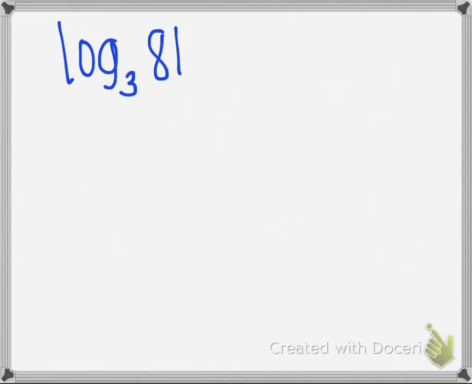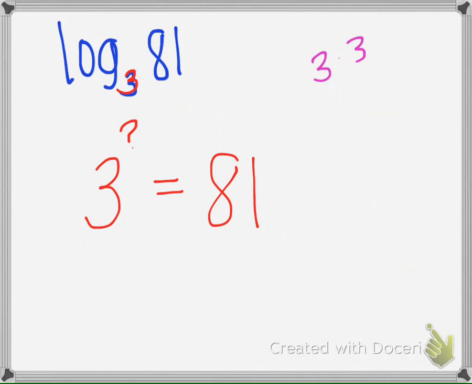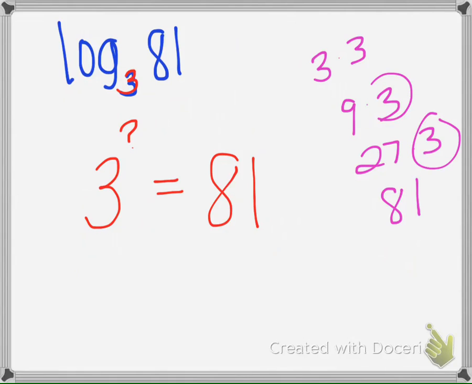So this one here, this is saying 3 to what power equals 81. So we know that 3 times 3 is 9, times another 3 is 27, times another 3 is 81. So it takes 4 of them to multiply to 81. So we would get 4.